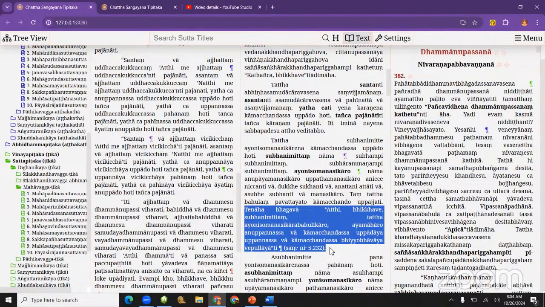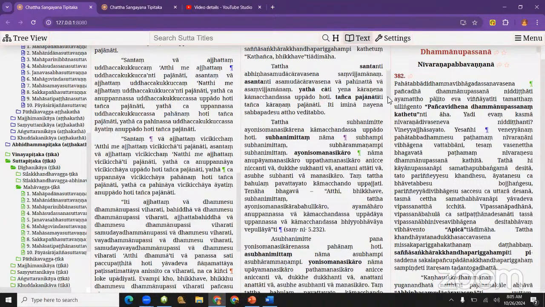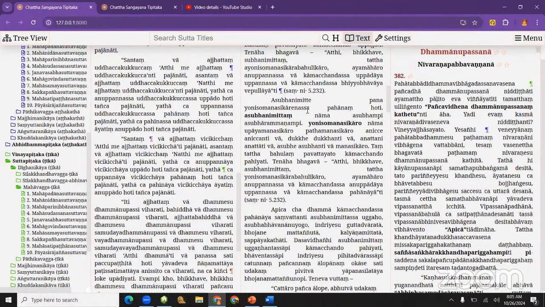Again, then they're going to explain how to abandon it. How do you abandon this kāmacchanda? How do you want to practice? And they explain in this way: Asubha nimitte pana yoniso manasikarenasa pahanam hoti.